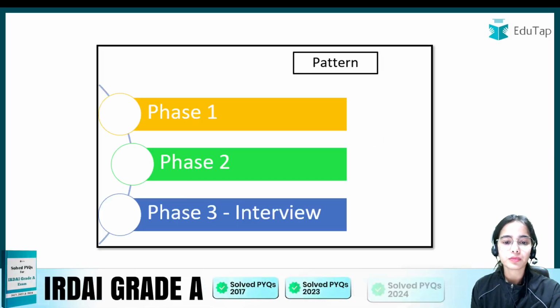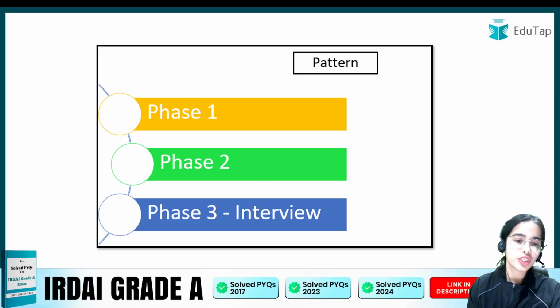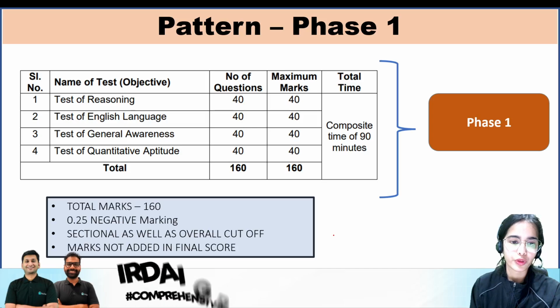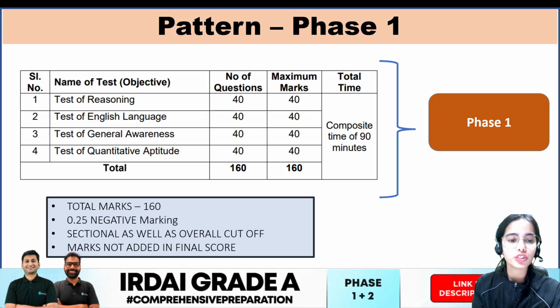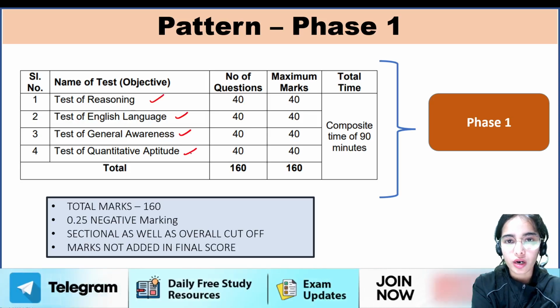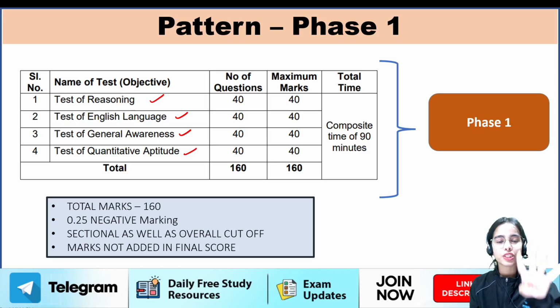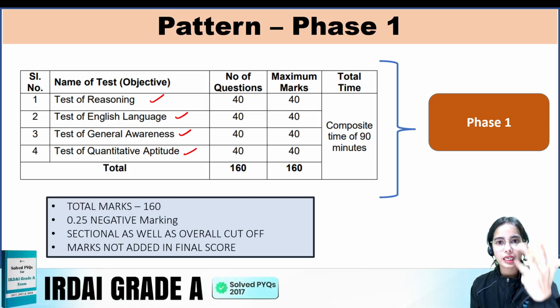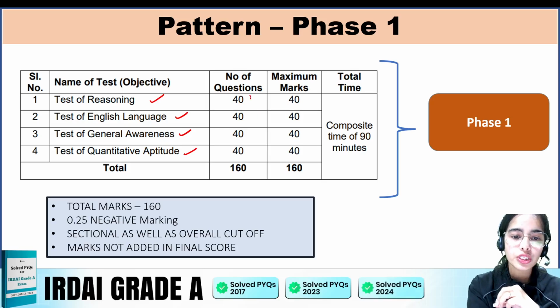Okay, now the pattern of the examination. There is phase 1, phase 2, and phase 3, which is your interview. Let's talk about phase 1 first. In phase 1, there are four sections: quant, reasoning, English, and GA. The number of questions is 40 each.